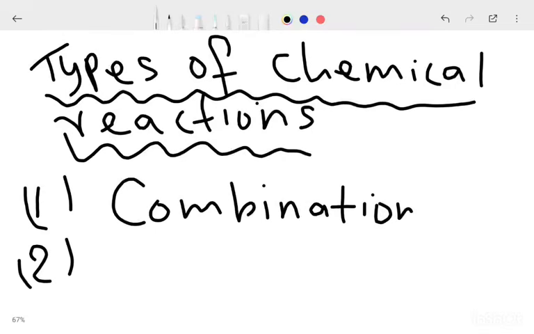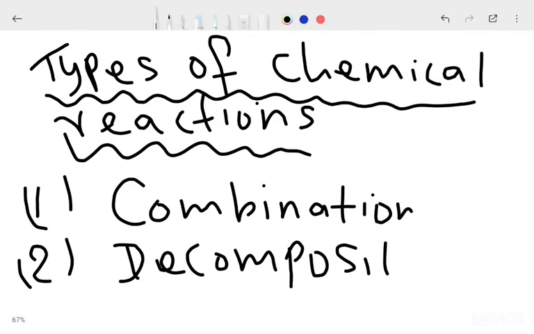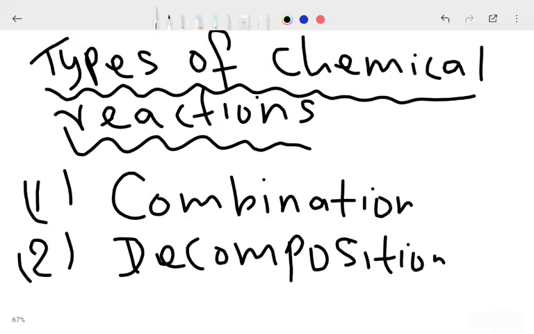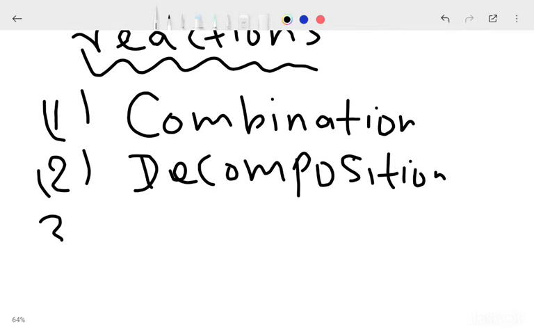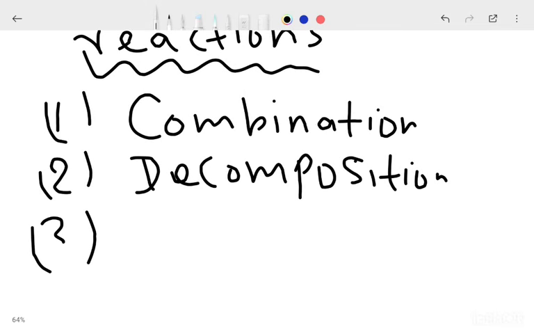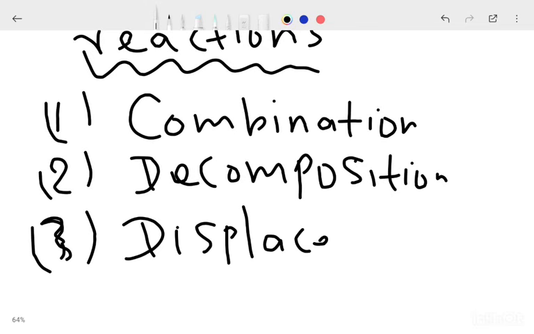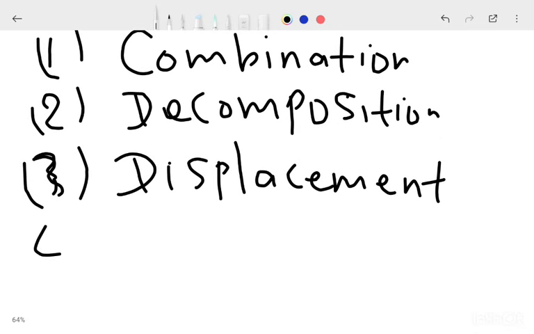Number one, we have combination. Number two, we have decomposition reaction. Number three, we have displacement reaction. Make sure you take note of all of them. Then number four, we have double decomposition.